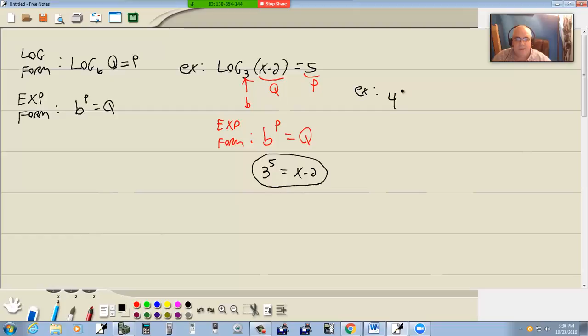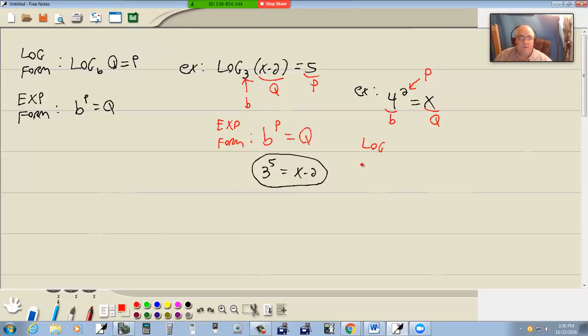Now on the other hand, you may have something in exponential form, and you want to rewrite in log form. Well, if it's in exponential form, then you want to identify your b, p, and q. P is your power, your exponent, so the 2 will be your p. What's immediately to the left of that is your b, your base, and the other side of the equals is your q.